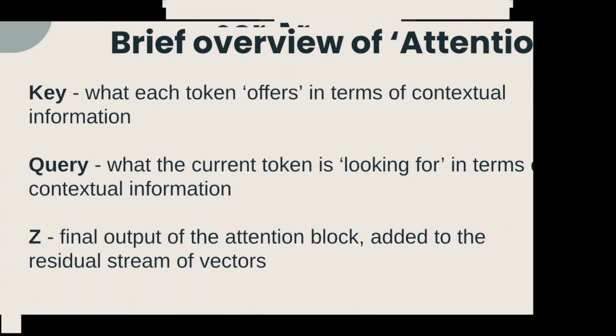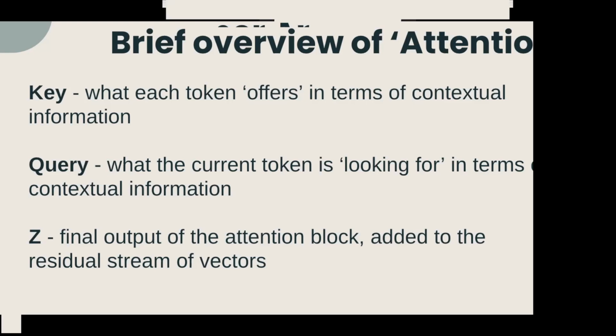So the attention layer is responsible for adding contextual information for a sentence. What that means is, in the sentence, the quick brown fox jumps over the lazy dog, attention might apply quick and brown to fox so that the AI kind of knows that the fox is quick and brown. And then how it does this is using three main values, the key, query, and Z values.